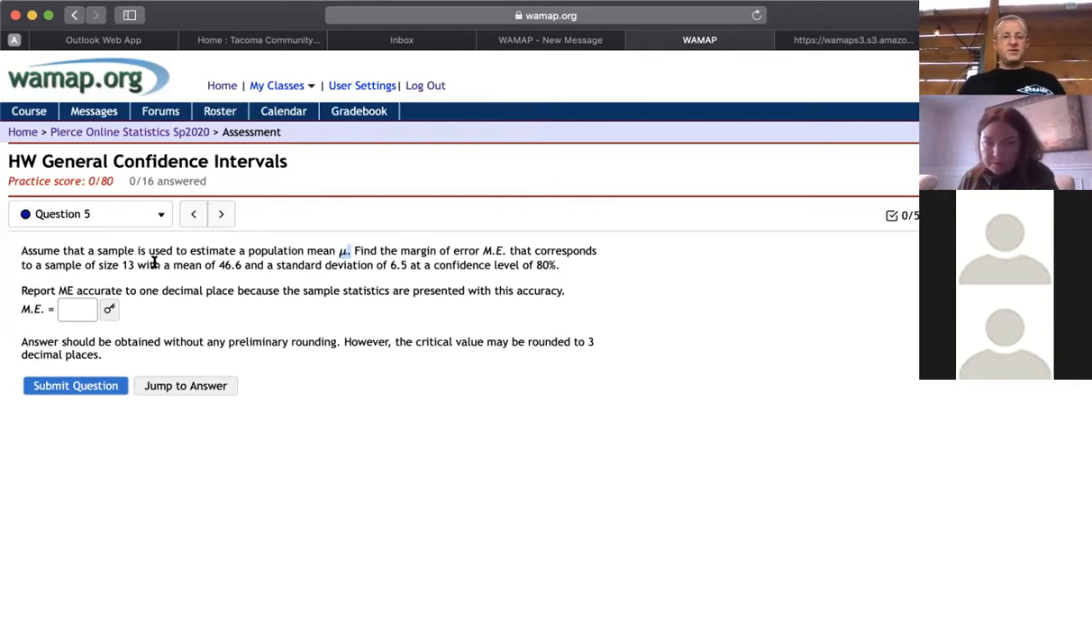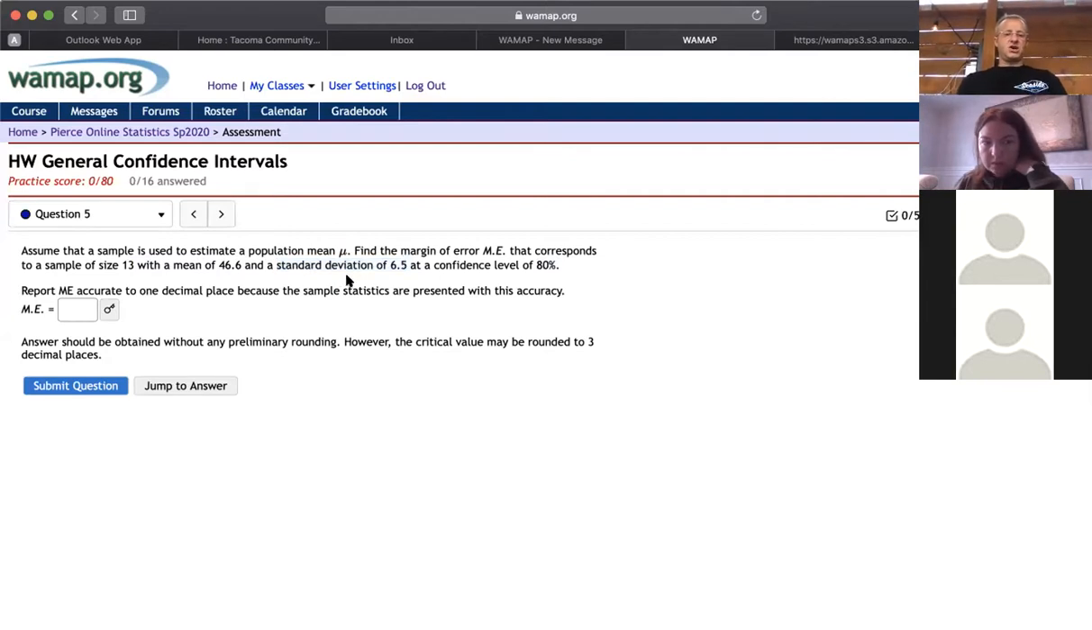It says find the margin of error that corresponds to a sample of 13, and we get this mean from it, and we calculate this standard deviation, and we're going to use a confidence level of 80%. Okay, so notice here's the description, because the next question we have to ask is, what is the source of the standard deviation we're being given to work with?